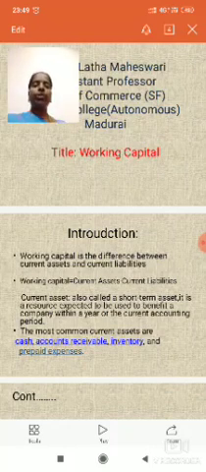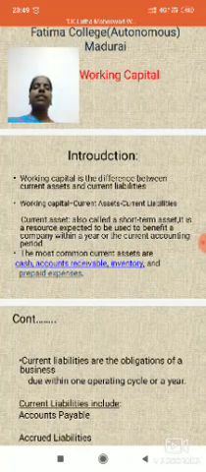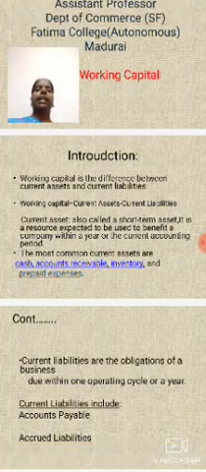Today I am going to share about working capital. Working capital is the difference between current assets and current liabilities. Formula for calculating working capital: current asset minus current liability. What do you mean by current asset?